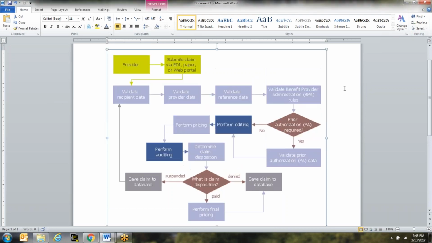Does it make sense, guys? What do you think? Does this life cycle make sense to you?